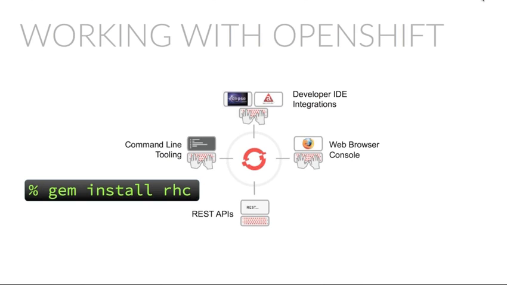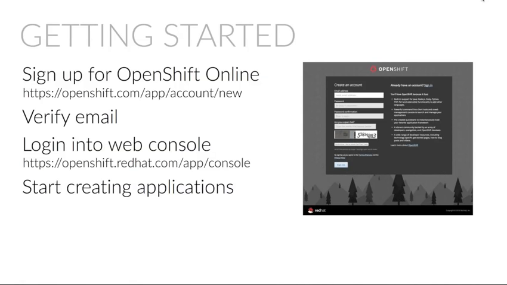So how can you get started with OpenShift? It's very easy to get started with OpenShift. You just have to go to OpenShift.com and sign up for a new account. You will get an email, and you have to verify that email. Once done, you can get started with application creation. So let's just take a look at that.